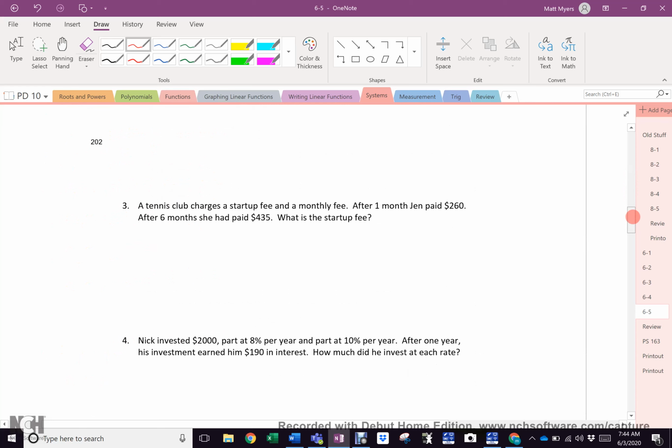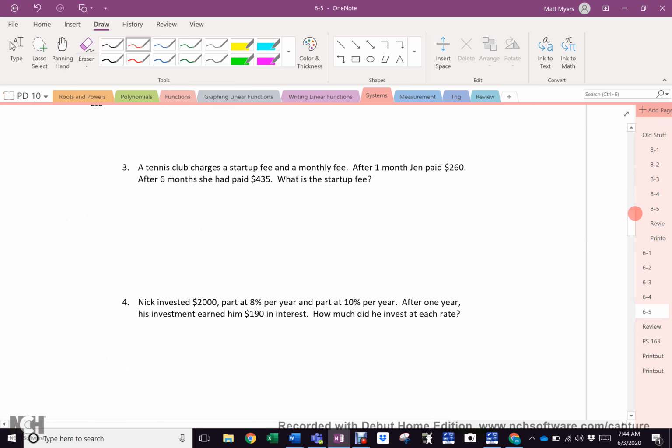Let's go on to number 3. A tennis club charges a startup fee and a monthly fee. After 1 month, Jen paid $260. After 6 months, she paid $435. What is the startup fee? Well, I'm only looking for the startup fee, but I have 2 unknowns here, don't I? The unknown things are let S equal the startup fee and let M equal the monthly fee.